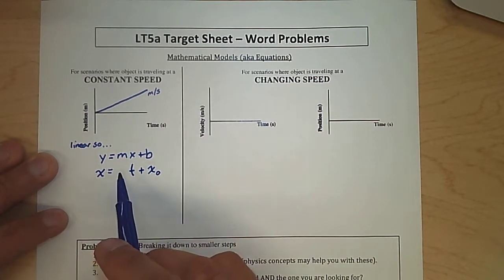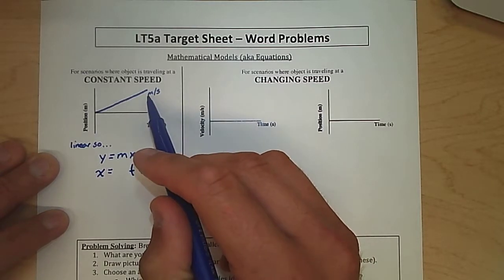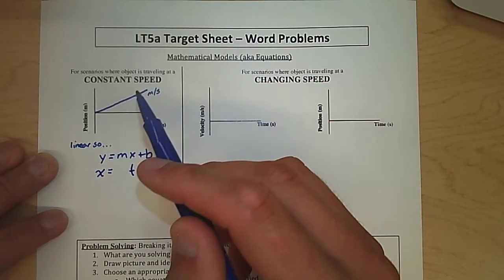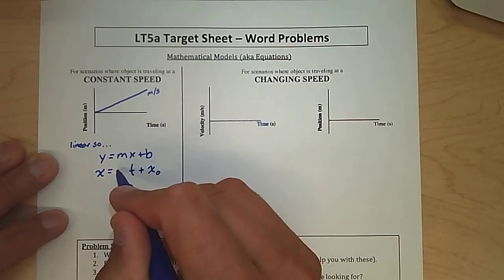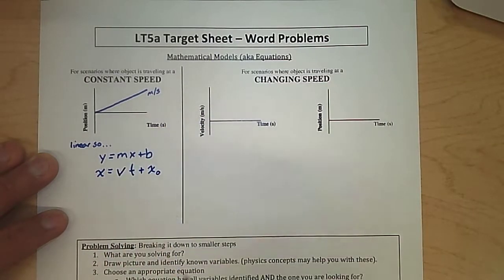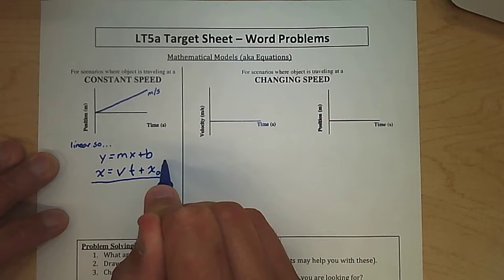Now m is the slope, and like I mentioned before, the units of the slope of this graph are meters per second. Those are the units for speed or velocity. So my slope is my velocity, and I'm going to put v in there for velocity. So this is my equation. That's how we get it. We get it from the graph.